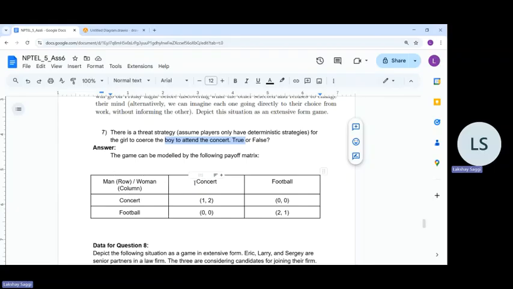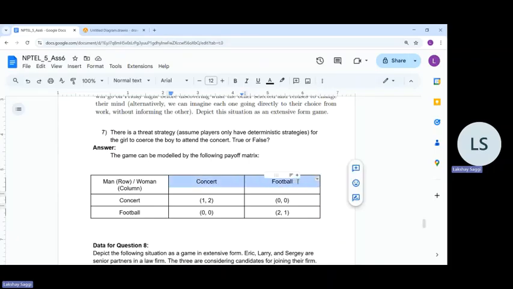So suppose the woman has these choices, concert and football. And now we are asking, does the woman have a threat strategy? Assuming both the players have deterministic strategies, can the woman give a threat to the man and then the man has to follow her choice?